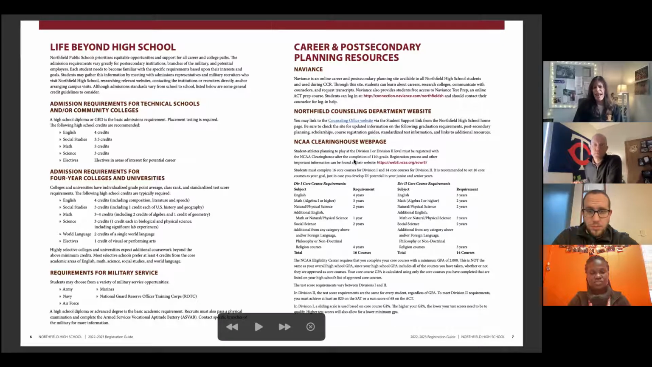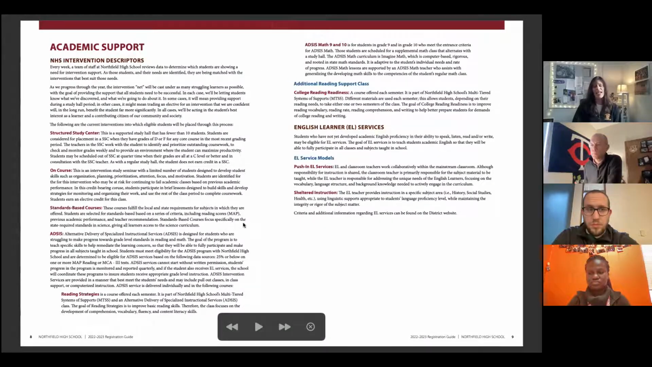The NCAA Clearinghouse. This is for student athletes considering playing at a Division I or Division II level. There are certain requirements that the NCAA would have students fulfill, and they're listed here. Again, you can talk to your counselor at any time about any of this.